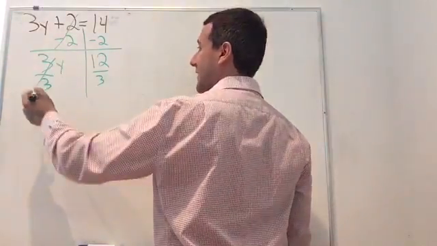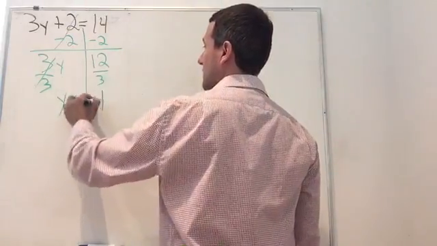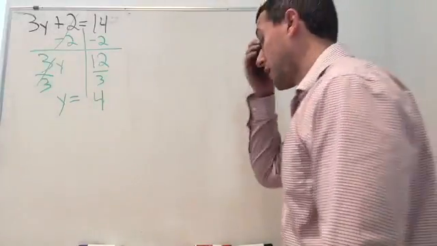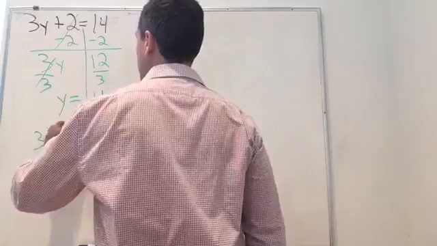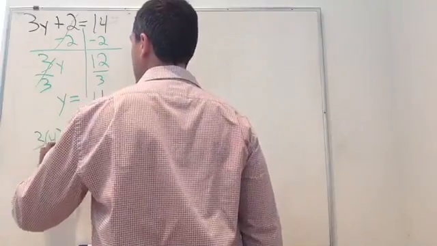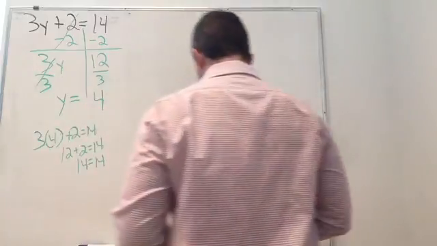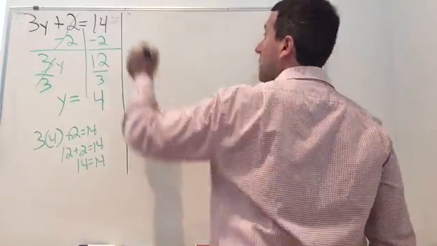3 divided by 3 is 1, so that cancels to 1y. That equals 4. y equals 4, 12 divided by 3. If you plug that in, you get 3 times 4 plus 2 equals 14. 12 plus 2 equals 14. And of course 14 equals 14, which means we did our problem right.